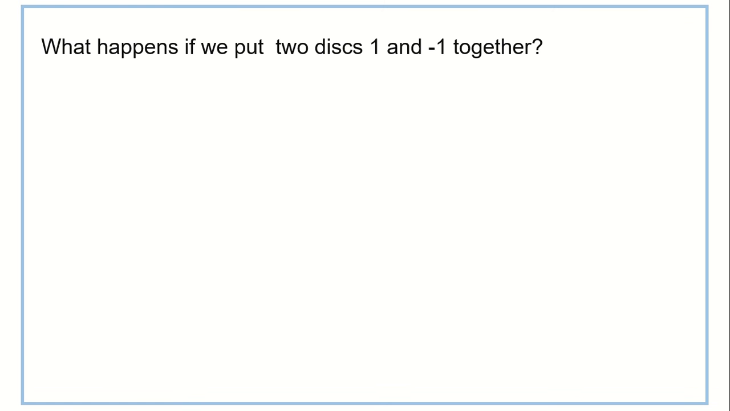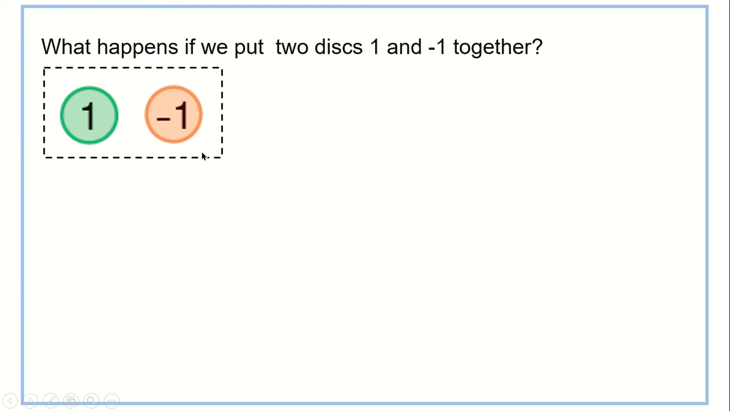What happens if we put two disks, 1 and negative 1 together? For that case, this can be written as 1 plus negative of 1. So once we put them together, then we get a 0 pair.